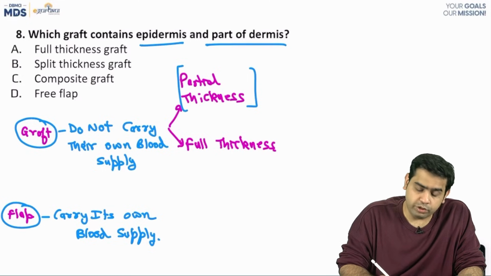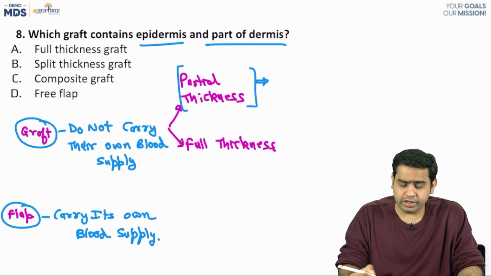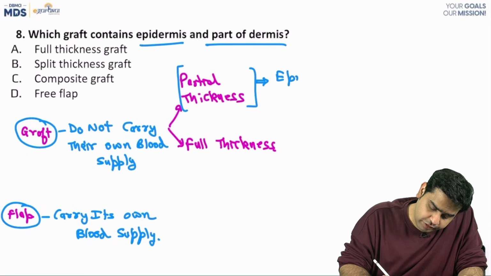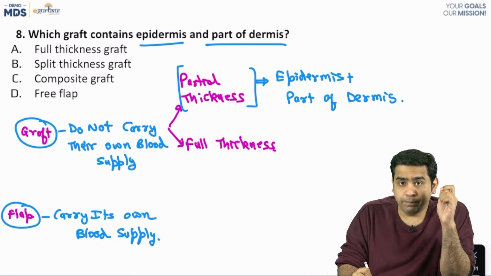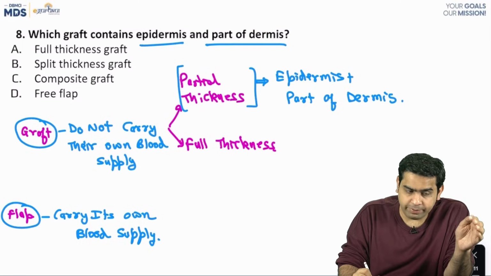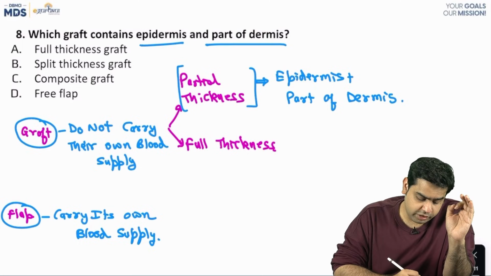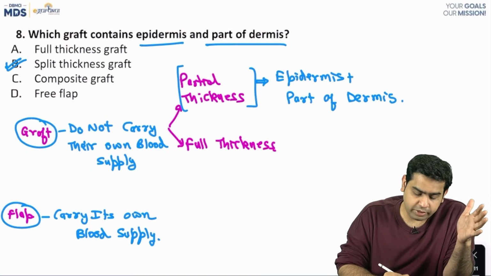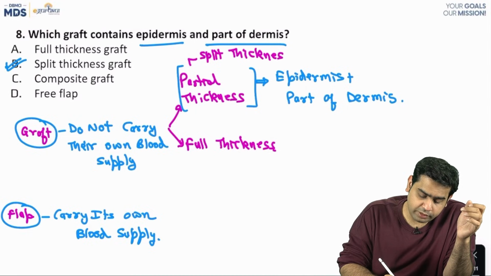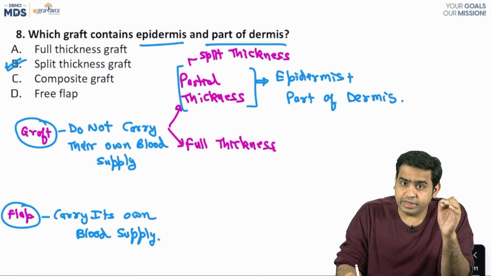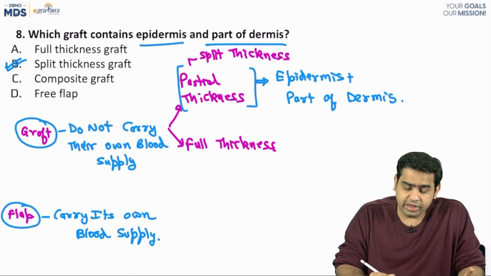Partial thickness grafts are the ones which I would say is having epidermis plus part of the dermis. Okay, so the partial thickness grafts are the ones which are having the epidermis and the part of the dermis. So here the answer is the partial thickness or a split thickness graft. Okay, partial is also called a split thickness graft. The partial thickness or the split thickness grafts are the ones which are having epidermis and the part of the dermis.